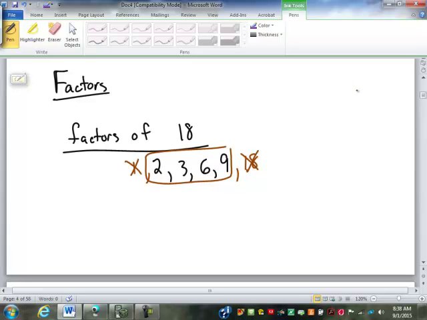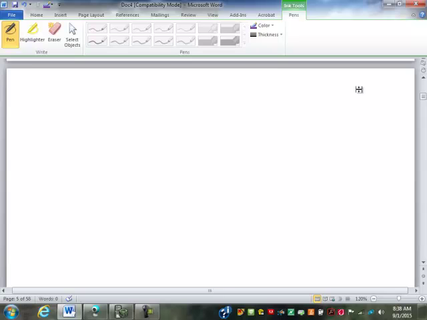So the first thing I want to do is take a little bit of a side trip here and talk about finding factors of a number and some shortcuts we can use to find factors of a number. And what I'm going to talk about is divisibility rules.